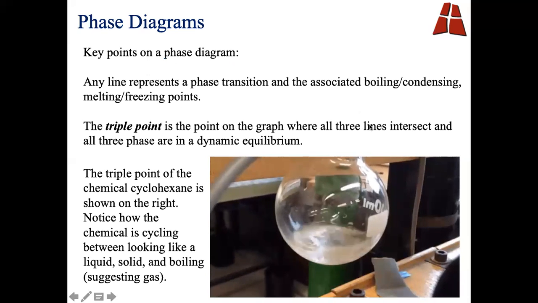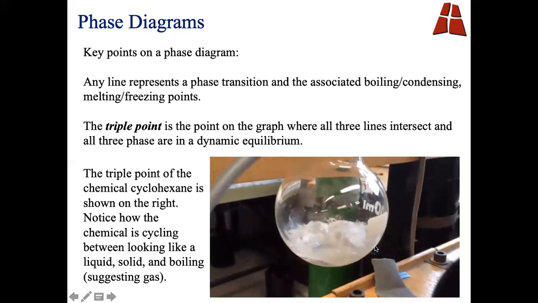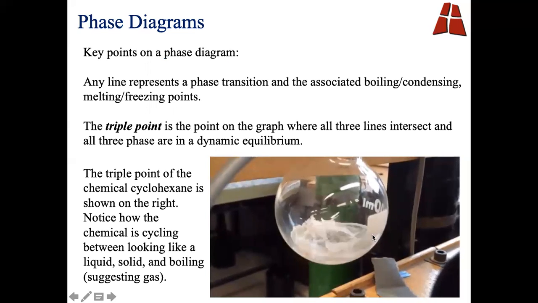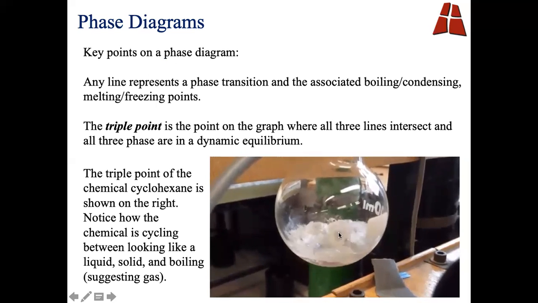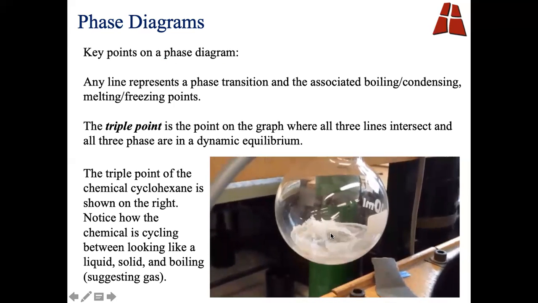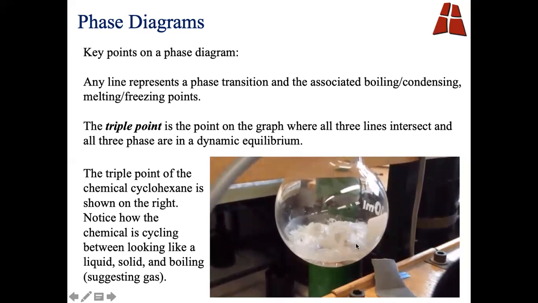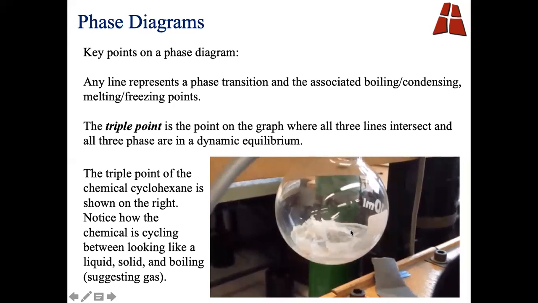And so this is a chemical called cyclohexane. This is actually what a triple point looks like. You'll notice that essentially we have something that is simultaneously boiling and freezing, like it starts freezing as it's boiling. It is also subliming, depositing, basically doing all of the phase transitions at once. This is what having a triple point looks like, which I think is pretty cool.